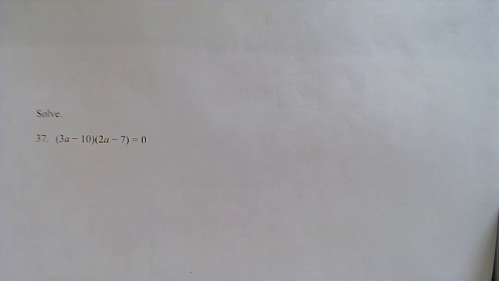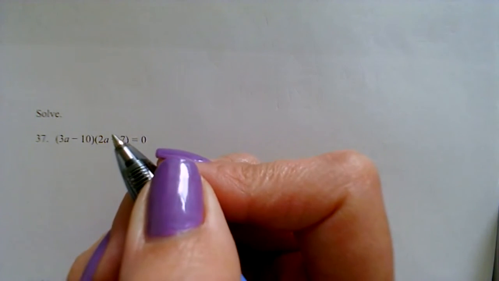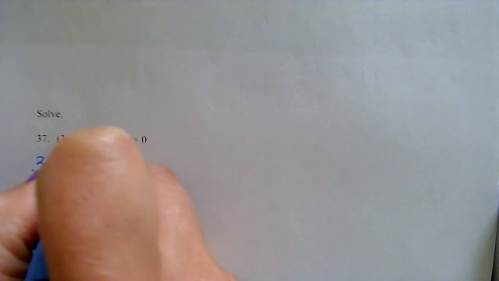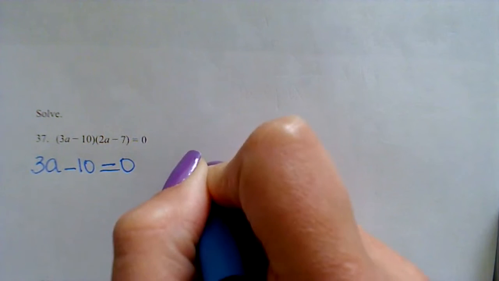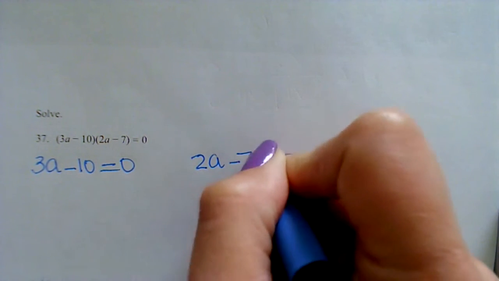Now it says solve here. So what are we doing? What we're doing here is the zero product property. So let's do it. So one term is going to be equal to 0, and the other one will be equal to 0.